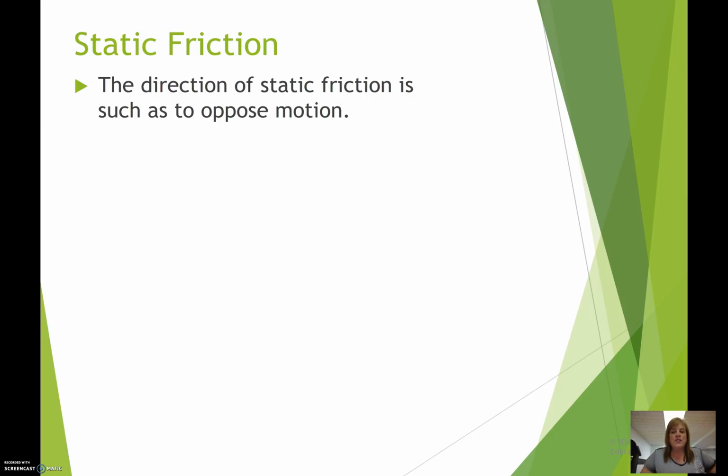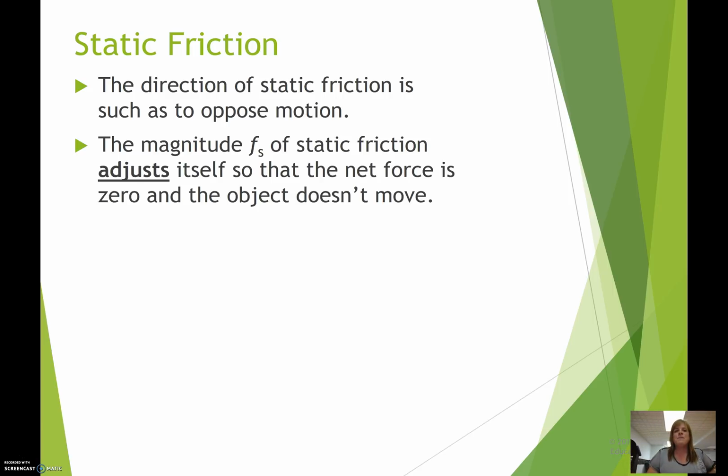So static friction is the one that's going to kind of mess with you. First of all, we know that it's in the direction to oppose motion, but sometimes that's not a logical direction. So I want you to think about, if there was no friction, what would happen to this object? Remember we talked on Friday about if your feet slid, if there was no friction. So sometimes the direction of the force isn't as intuitive as it is with kinetic friction.